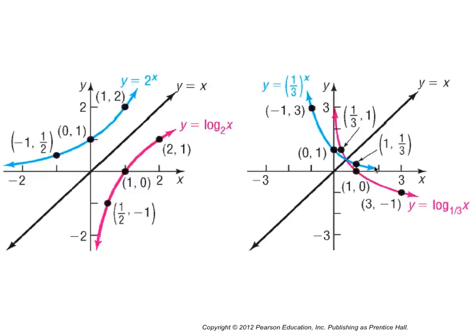And then again, you can either think of it as flipping your x and y coordinates around or flipping across the line y equals x, and you end up with this pink graph right here, which would be the graph for y equals log base 1/3 of x.